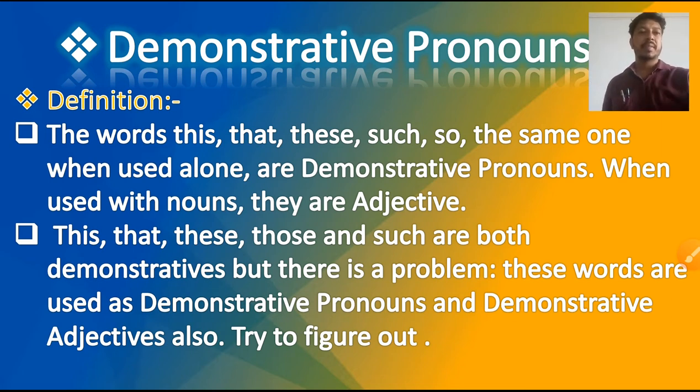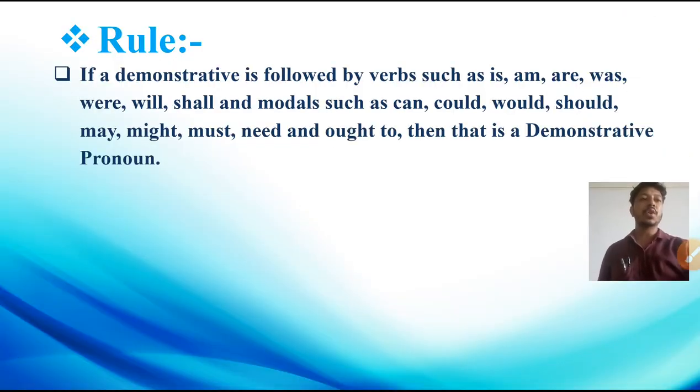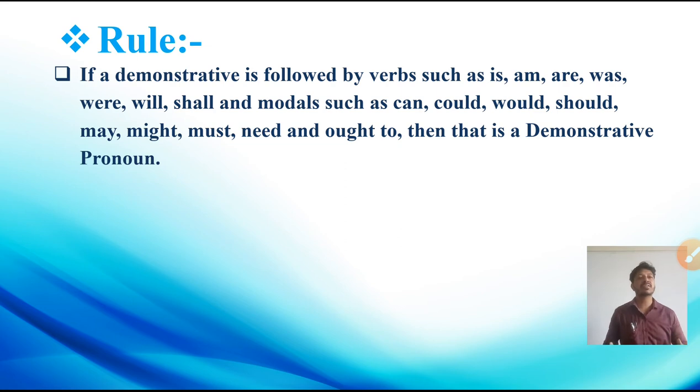Here is the rule. The rule is that if a demonstrative is followed by a verb such as am, is, are, was, were, shall, will be, or some modals such as can, could, would, should, may, might, need, ought to, then that is a demonstrative pronoun. So this rule is very, very important for you. You have to keep it in your mind so that each and every question will be as simple as water.